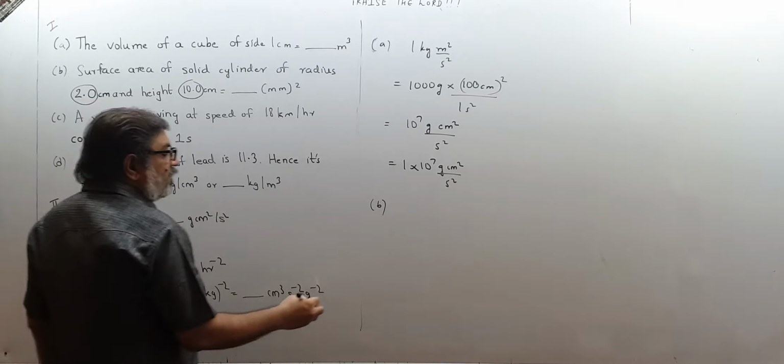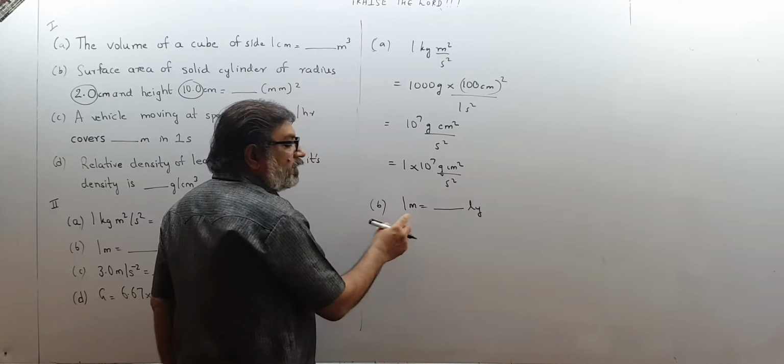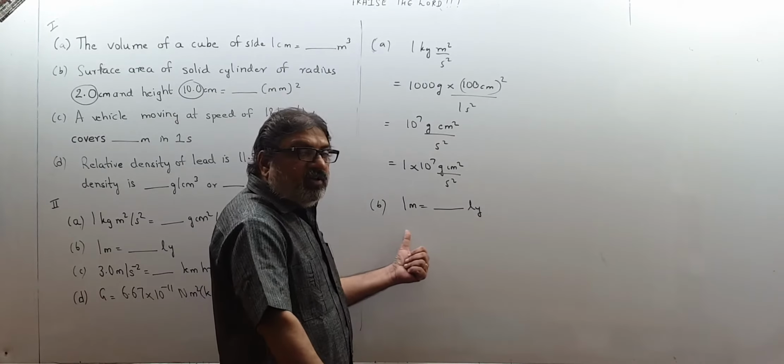Second one, 1 meter is how many light years? So 1 meter is equal to dash light year. I want 1 meter how much? There are no decimals.